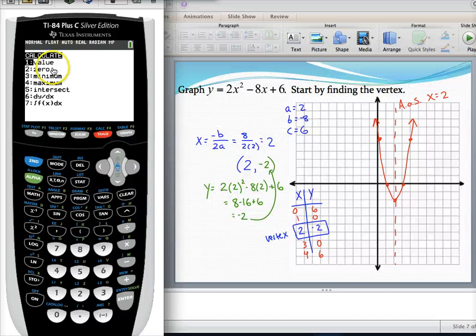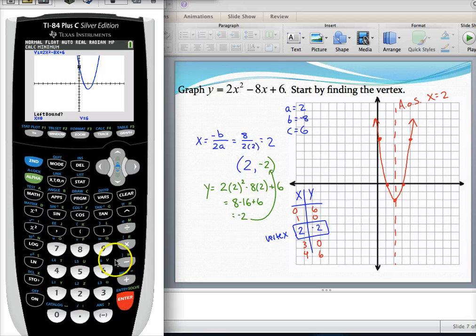And none of our features say vertex, but we do see min or max. And we've been talking about how the vertex represents either a minimum or a maximum value. So you do have to select the right one. So take a look at your parabola. And because it opens upwards, I can see that my vertex would represent a minimum value. So select option 3, minimum. And if it is a max, you have to select max.